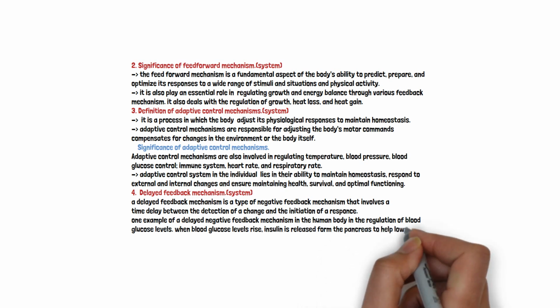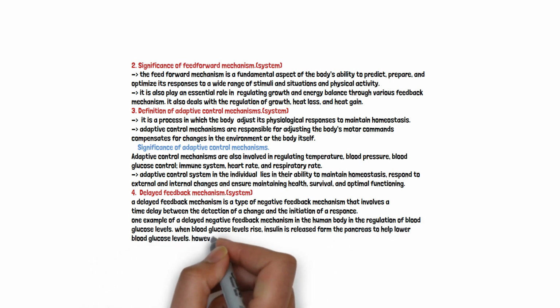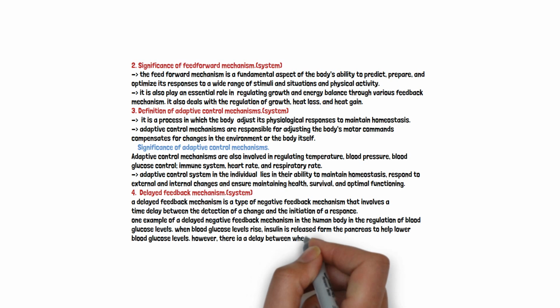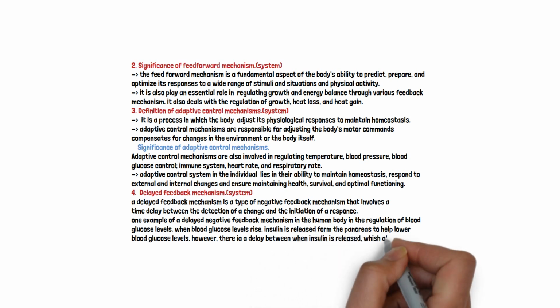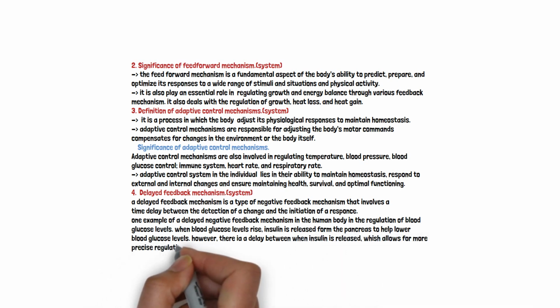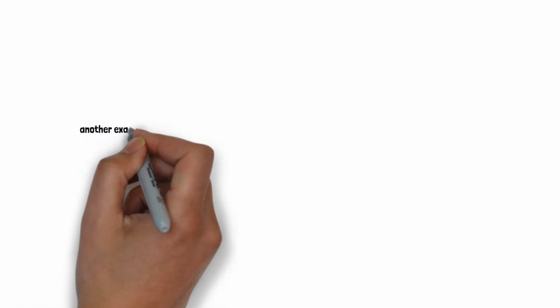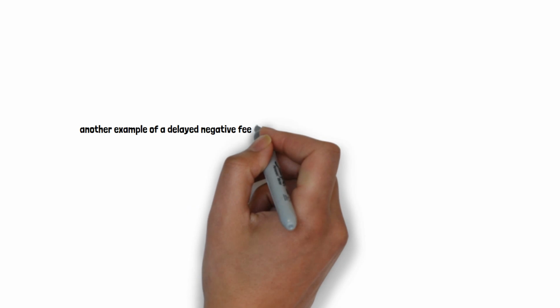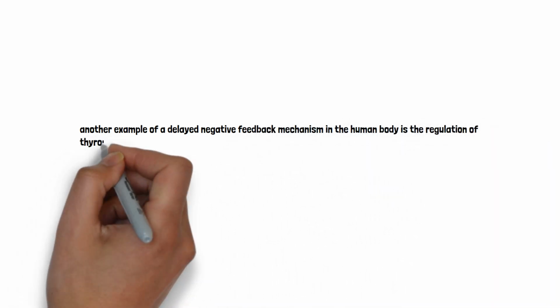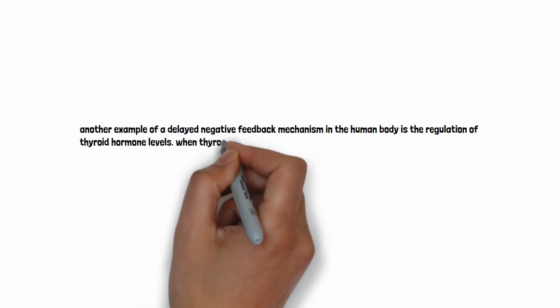When blood glucose levels rise, insulin is released from the pancreas to help lower blood glucose levels. However, there is a delay between when the glucose rises and when insulin is released, which allows for more precise regulation of blood glucose levels. Another example of a delayed negative feedback mechanism in the human body is the regulation of thyroid hormone levels.